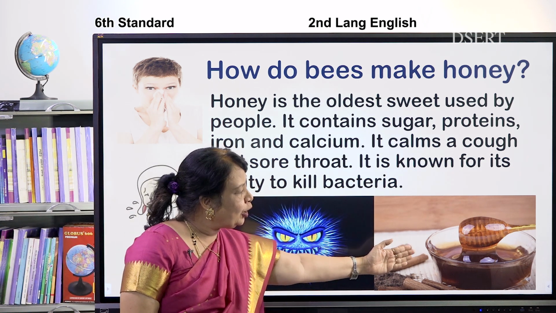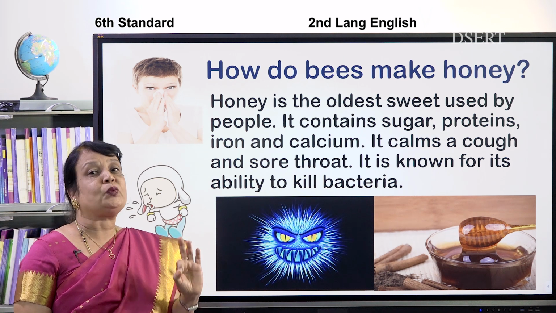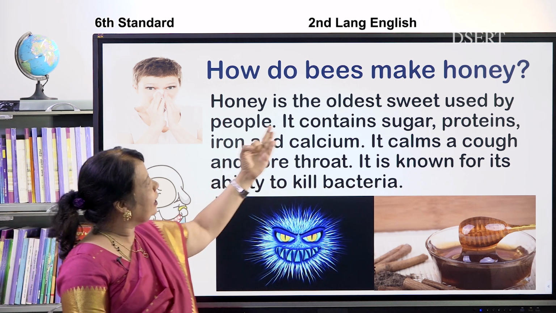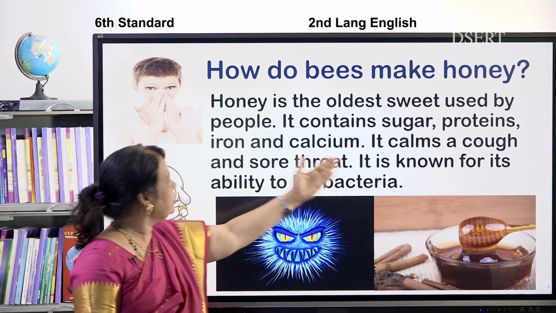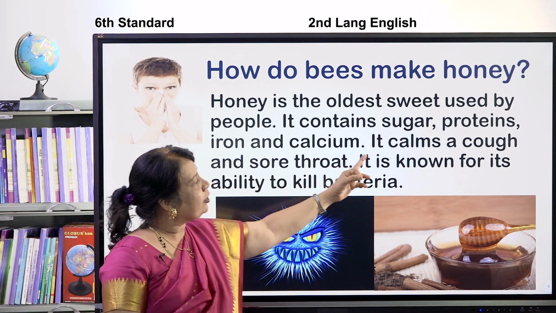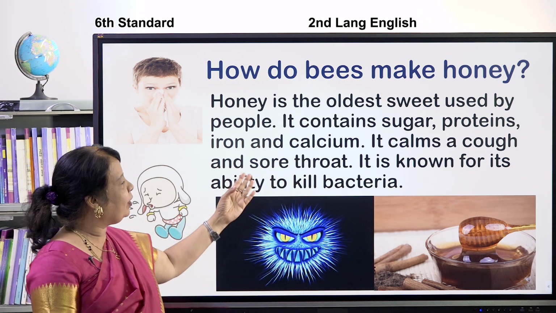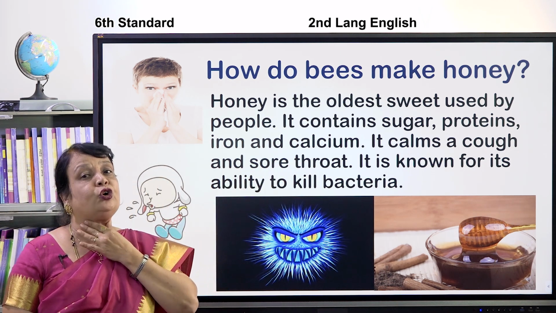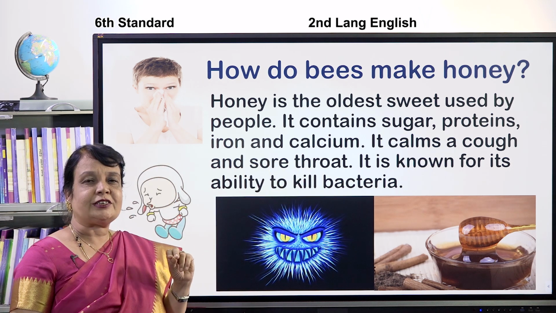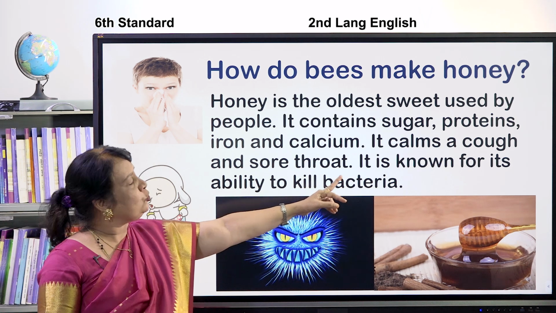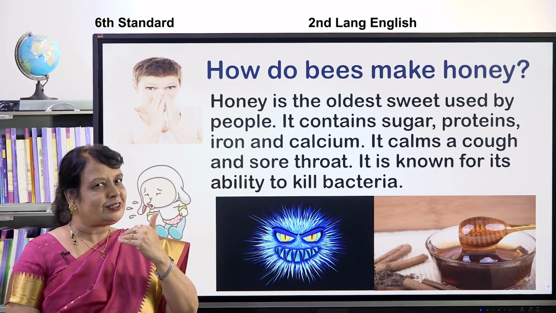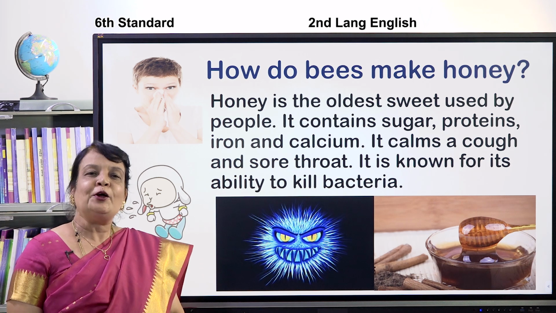Children, this is the honey. Honey is used as a sweet. Sweet ಅಂದರೆ ಸಿಹಿ ತಿಂಡಿಯಾಗಿ ನಾವು ಹನಿಯನ್ನು ಯೂಸ್ ಮಾಡ್ತೀವಿ. ಎಸ್, ಅದರಲ್ಲಿ ಏನೇನಿರುತ್ತೆ? ಇಟ್ ಕಂಟೈನ್ಸ್ ಶುಗರ್, ಪ್ರೋಟೀನ್ಸ್, iron and calcium. Yes, it is rich in this. And also it calms a cough. ನಮಗೆ ಕೆಮ್ಮಿದ್ದಾಗ ಅಥವಾ ಗಂಟಲು ನೋವು ಇದ್ದಾಗ, ಸೋರ್ ಥ್ರೋಟ್, ನಾವು ಹನಿಯನ್ನು ಸೇವಿಸಿದ್ರೆ ನಮಗದು ಕಡಿಮೆ ಆಗುತ್ತೆ. ಇಟ್ ಈಸ್ ನೋನ್ ಫಾರ್ ಇಟ್ಸ್ ಎಬಿಲಿಟಿ ಟು ಕಿಲ್ bacteria. And yes, when there is a bacteria which is entering, it also helps in killing the bacteria.